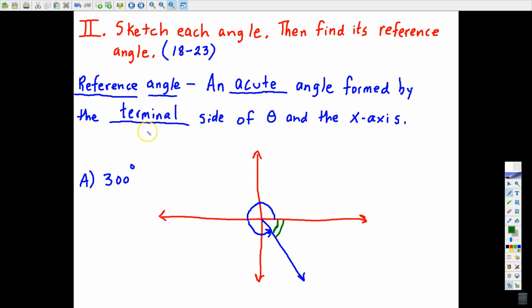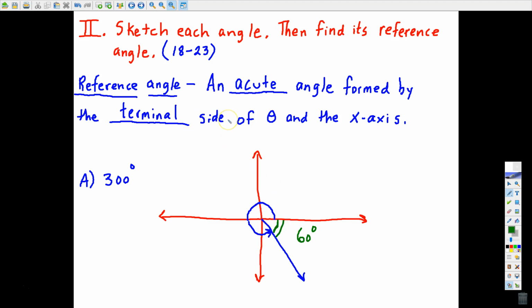And it's the terminal side, which is my blue line. It's the angle that's formed with the terminal side and the x-axis. Okay, so if it's a total of 90 degrees in this quadrant, and I've already gone 30 degrees, then obviously the rest of this has to be 60 degrees. So the reference angle would be this 60-degree angle identified by these two green marks.